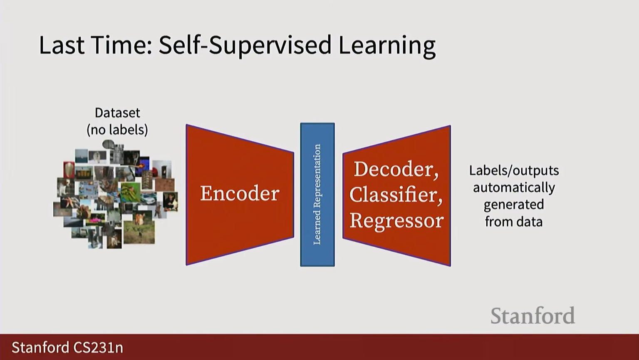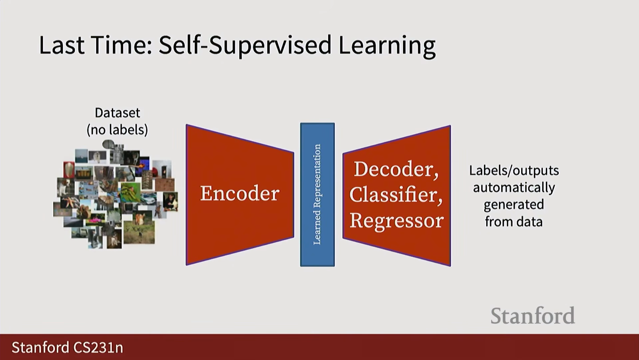Welcome back to CS231N, lecture 13. Today we're going to talk about generative models. Last time we were talking about self-supervised learning, which is this really interesting paradigm where we want to somehow learn structure directly from data with no supervision, with no labels.